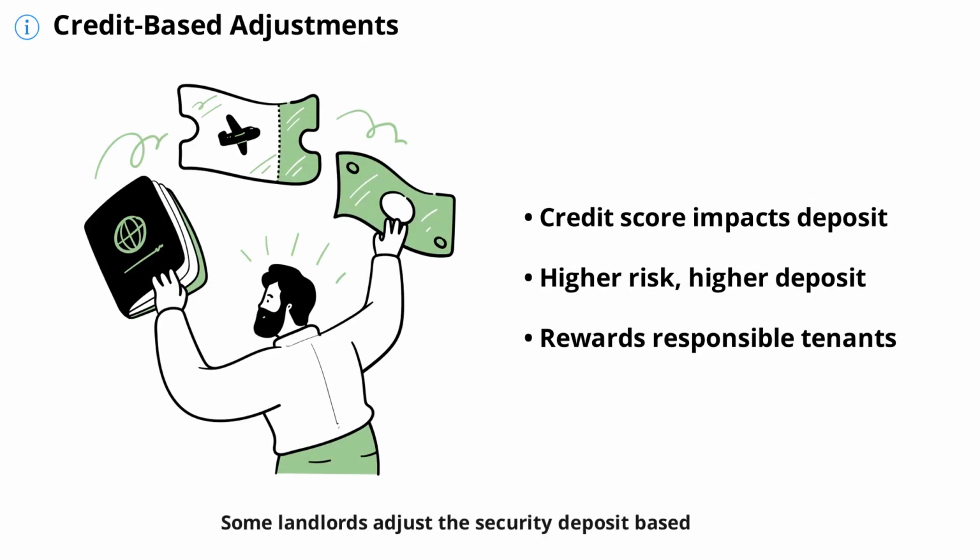Some landlords adjust the security deposit based on the tenant's credit score or rental history. If a tenant has a lower credit score or a history of late payments, the landlord may require a higher deposit to offset the perceived risk. Conversely, tenants with excellent credit and a positive rental history may be eligible for a lower deposit. This approach helps landlords manage risk while rewarding responsible tenants.